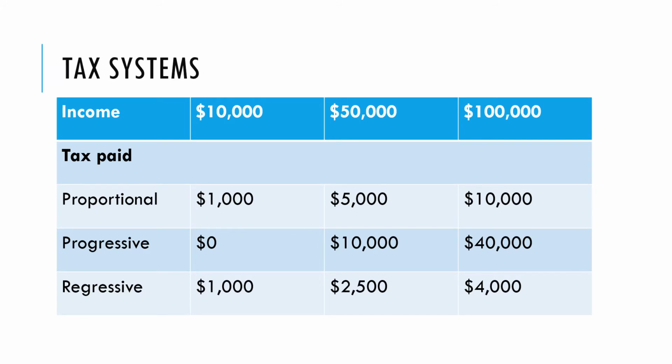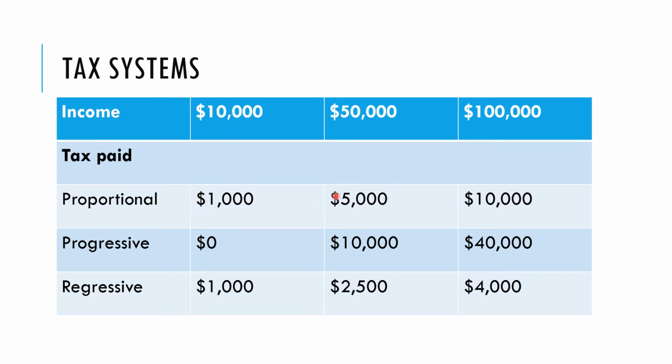Okay, let's have a look at this again, but with a numerical example. So here we have three people with different incomes: a $10,000 earner, a $50,000 earner, and a $100,000 earner. Let's see how much tax they might pay under these different systems. First of all, if we start with the proportional system, we can see that this first person is paying across all the taxes $1,000, which is 10% of their income.